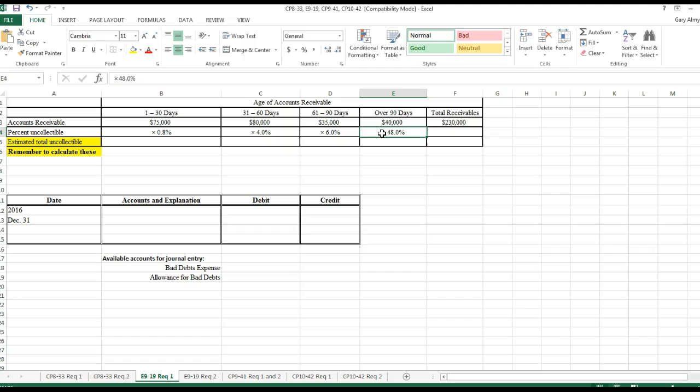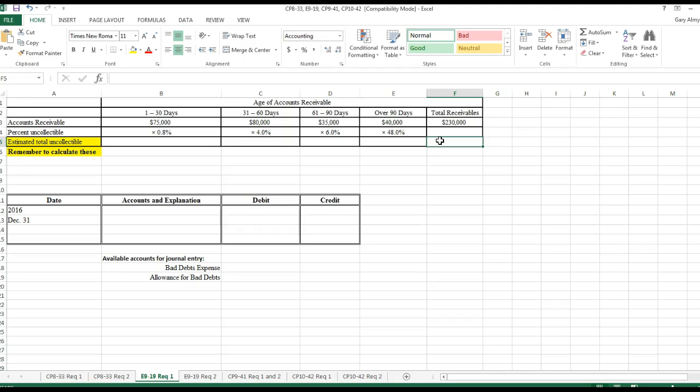If they've waited that long to pay the bill, then they may very well not pay it. So that's why you see the increase in the percentages. Just be careful when you're multiplying that you do those percentages correctly. When you're done calculating all of these different categories, 1 to 30, 31 to 60, 61 to 90, over 90, you then get a total amount that is expected, an estimated total uncollectible.